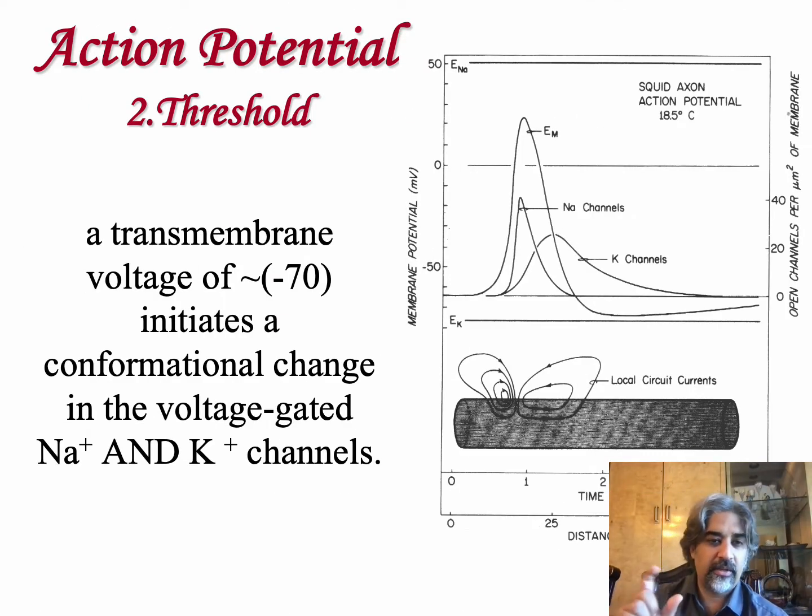So a transmembrane voltage of negative 70 or negative 50, depending on what you read, initiates a conformational change in the voltage-gated sodium and potassium channels. And these happen at exactly the same time. The conformational change in both voltage-gated sodium and potassium channels occurs at the same time. That voltage, which is required to do that, is called the threshold potential.